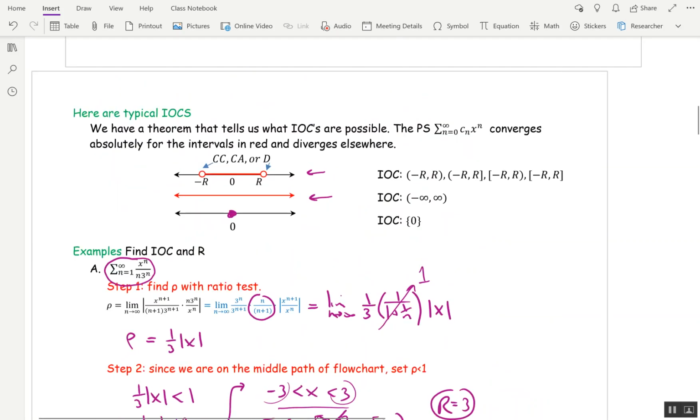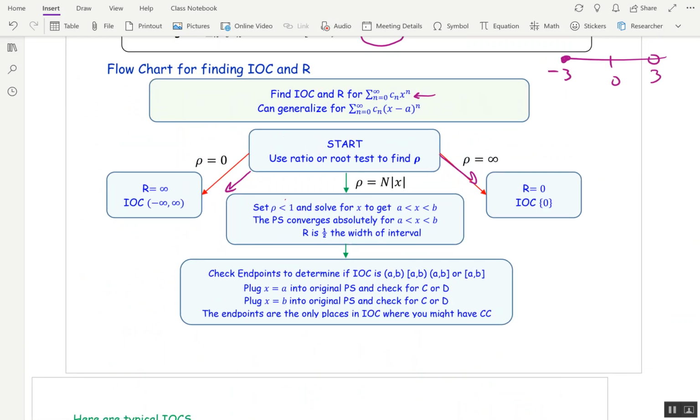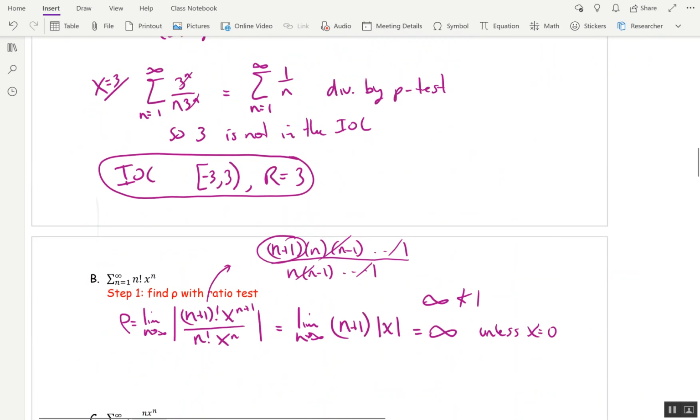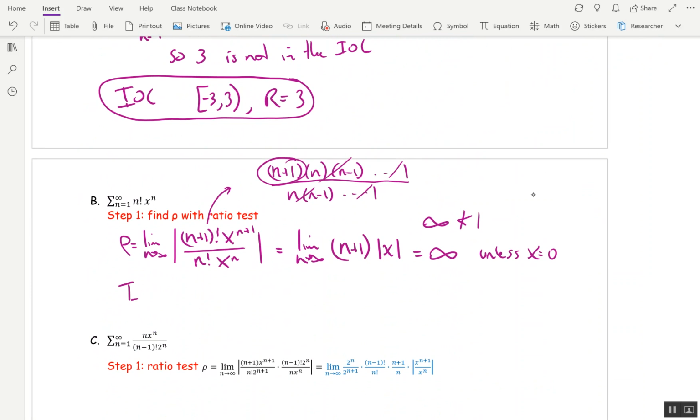So let's go back to our flow chart. We are here on the right branch. If rho is infinity, then the IOC is just the number where the power series is centered. In this case, it's 0. And your radius of convergence is 0 because the width of an interval that just has one point in it is 0. So back here, our IOC is the single number 0, and the radius is 0.